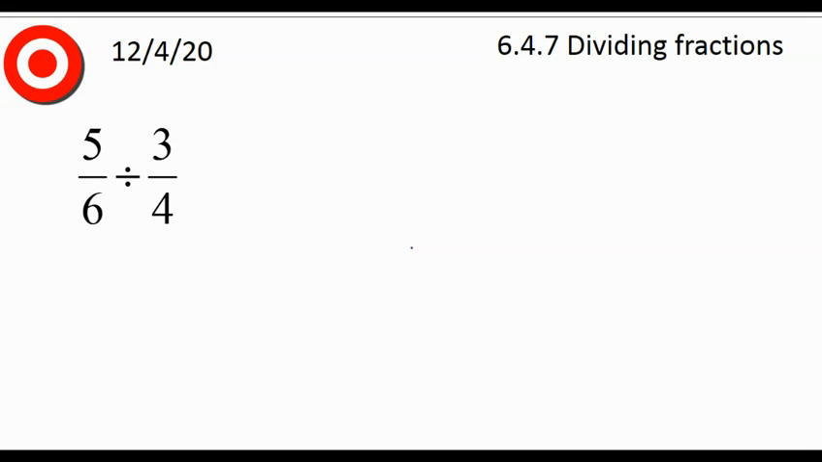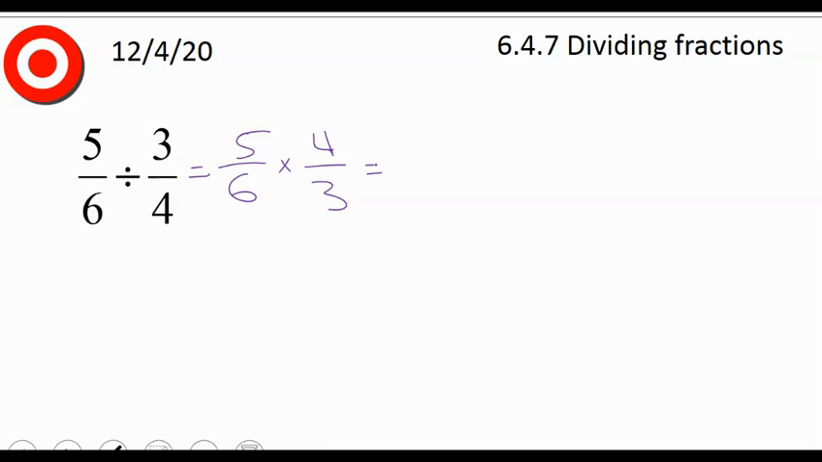What you need to do is you can't divide. What we do is what is called multiplying by the reciprocal. And all that means is you flip the second fraction and multiply. So our first fraction stays exactly the same. It was 5/6, it stays 5/6. But instead of dividing, we're going to multiply. And instead of multiplying by 3/4, we have to flip it. We multiply by 4/3. Now it's just a basic multiplication problem, which is what we learned in the last lesson.